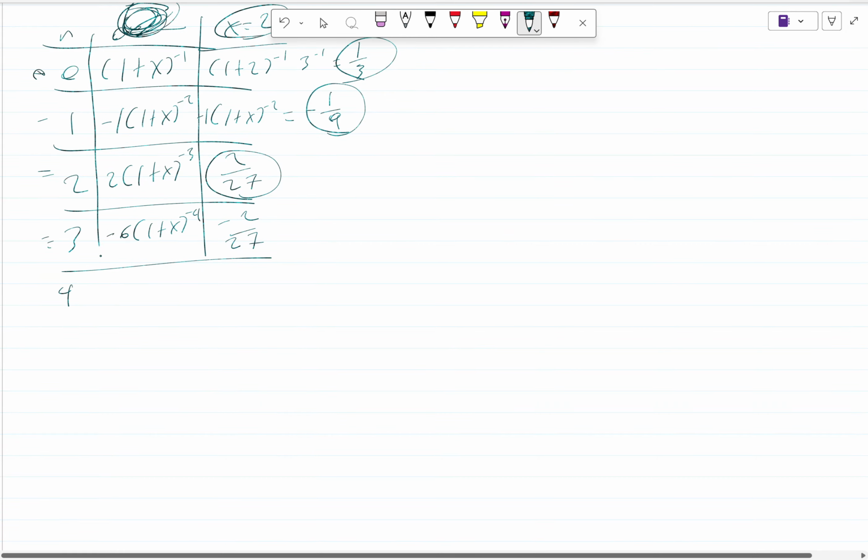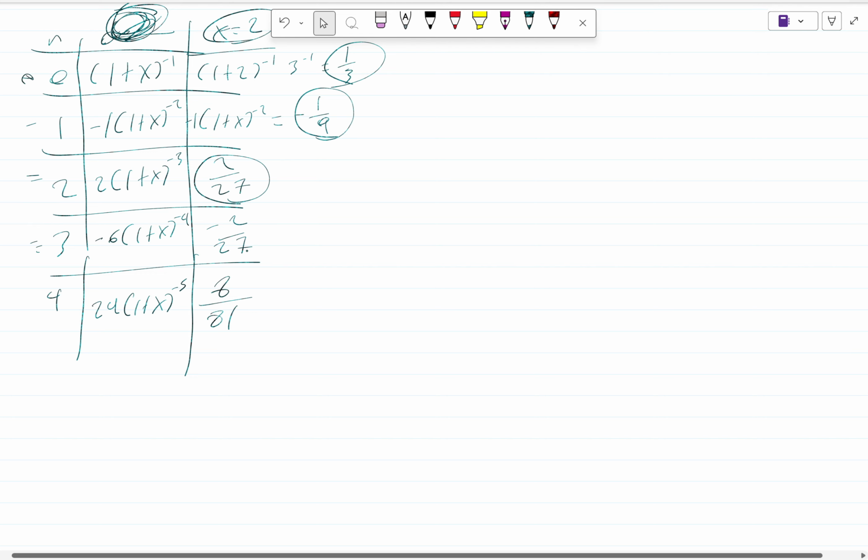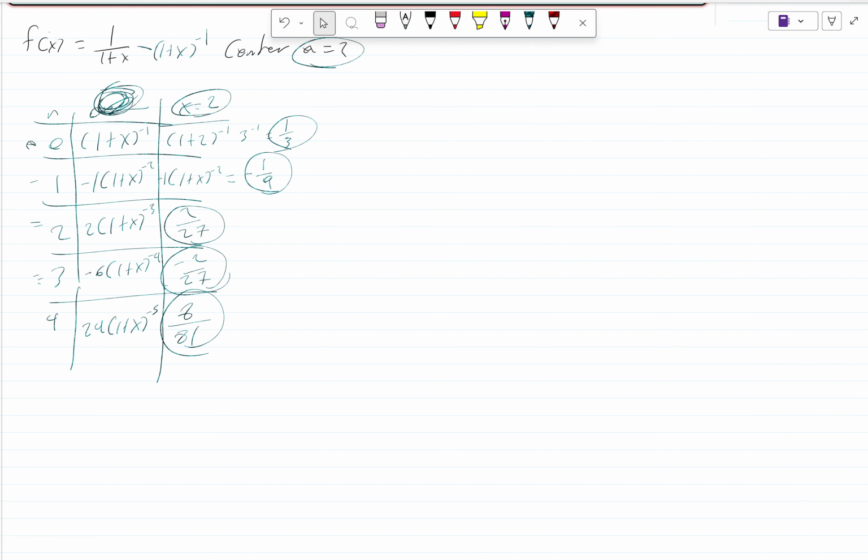Now let's do a fourth one actually. There must be a fourth one. It's going to be positive 24 times 1 plus x to the power negative 5, which, according to my calculation, is 8/81. All right, so these are the answers when you plug in x equals 2. Remember that.